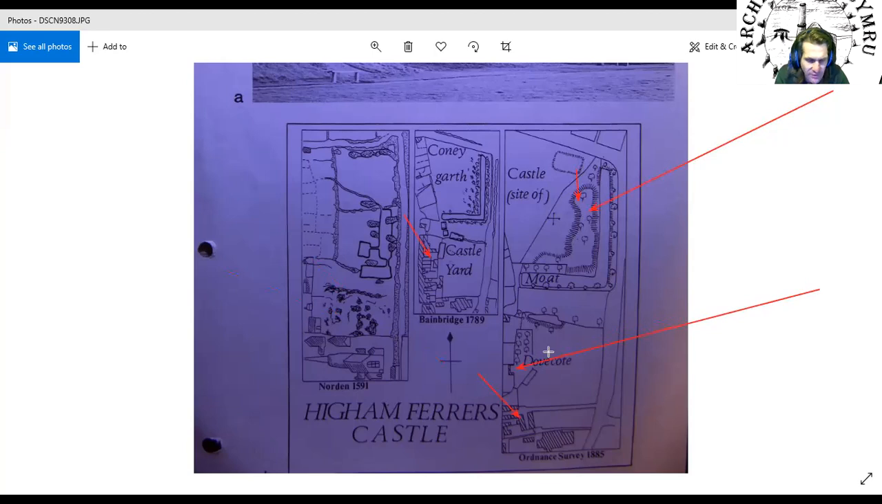So what we've got, maps can really help us understand the landscape and understand the changes and understand why sometimes archaeologists, historians, map makers can actually be wrong. Hopefully that's been of use to us all. Let's move on.